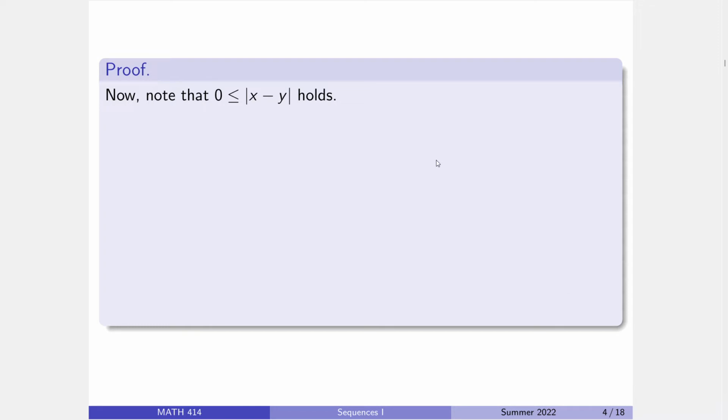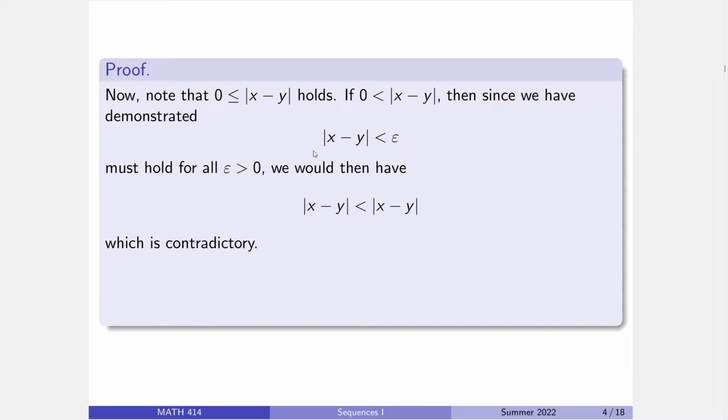Now, remember, absolute value is the square root of the input squared. So it is a square root of something, so it's always non-negative. If it was strictly positive, since we demonstrated that x minus y is always strictly less than epsilon for any positive epsilon, well, if this is strict here, if this is not an equality, then this is a strictly positive quantity, so I can plug it in here, but that's contradictory. You can't do that. Right?